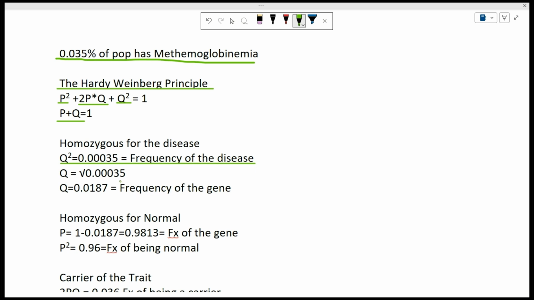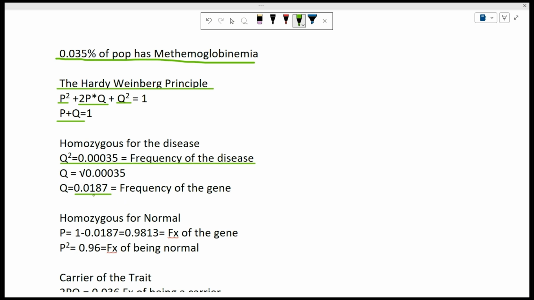If we wanted to know the frequency of Q, just having the gene, whether or not you're a carrier or whether or not you're flat out sick, you're just going to take the square root of that, right? And what that's going to give us is a frequency of 1.8%, or put it into decimal format, 0.0187, right?